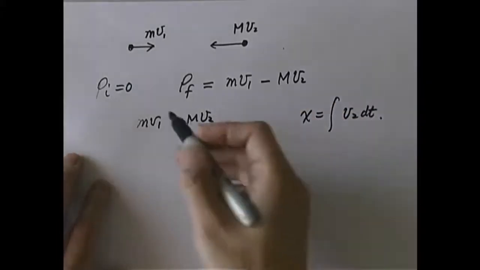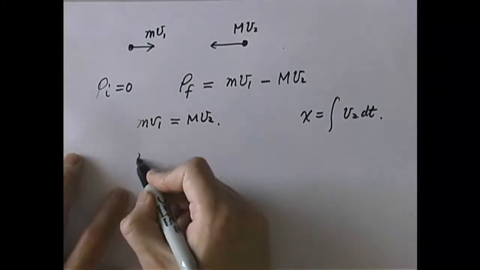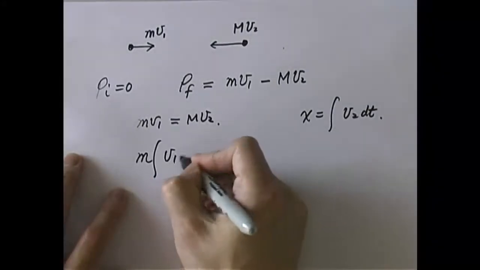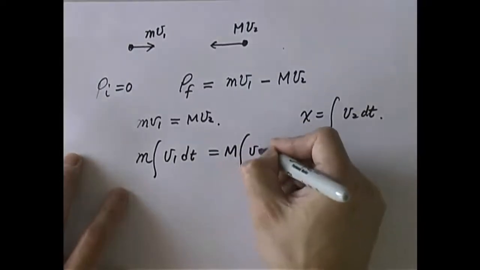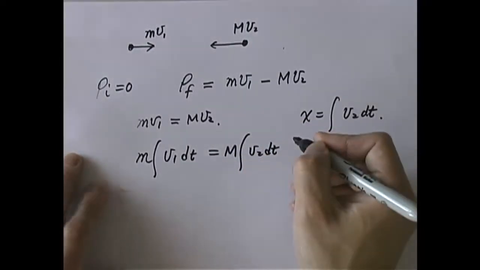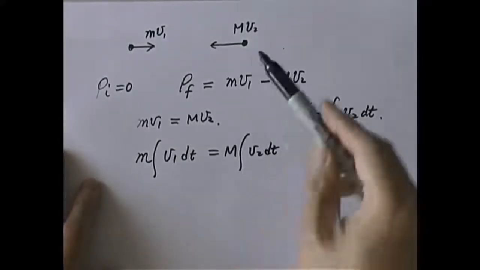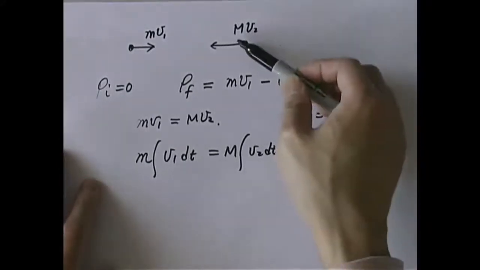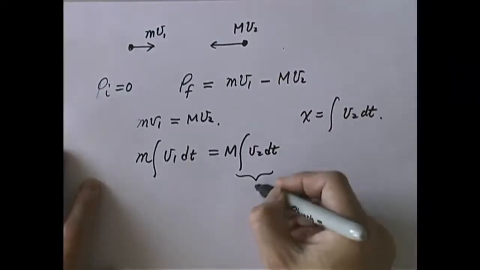So what we need to do is we integrate over both sides. Okay, we need to integrate over both sides. So here, small m v1 dt equals capital M v2 dt. Okay, now what is v2 dt? v2 dt, if we integrate over time, that's the distance the car travels, that's x, right?